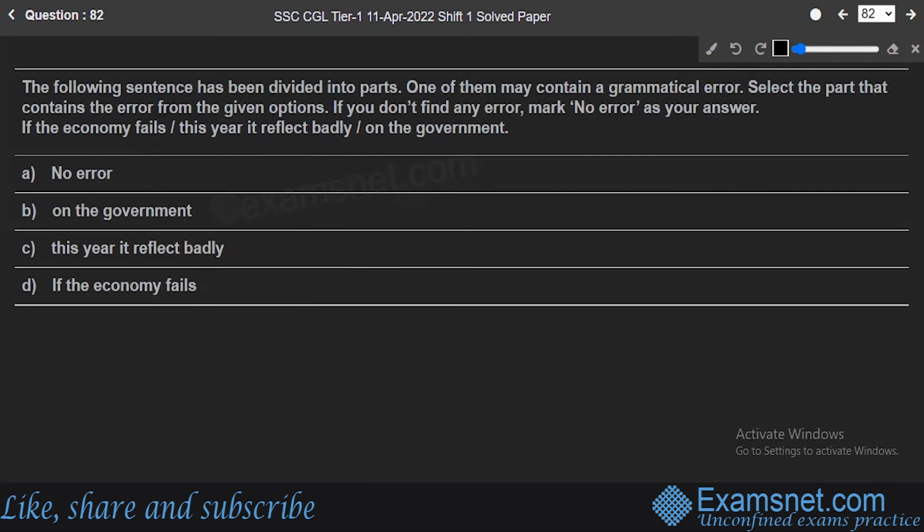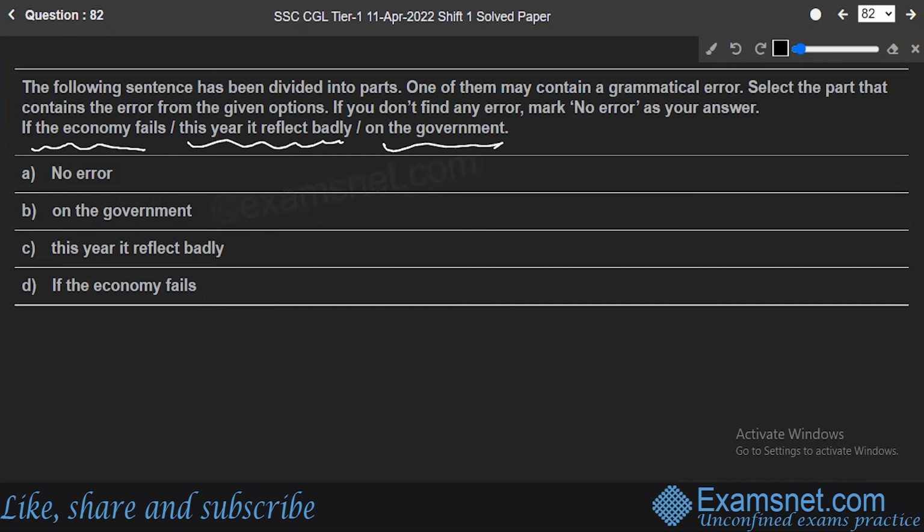Next, question number 82. The following sentence has been divided in parts. One of them may contain a grammatical error. You have to select the part that contains the error from the given options. If you don't find any error, then you can select no error. Let's read the sentence. If the economy fails this year, it reflects badly on the government. When I was reading it, it was very much obvious that this sentence is grammatically incorrect.